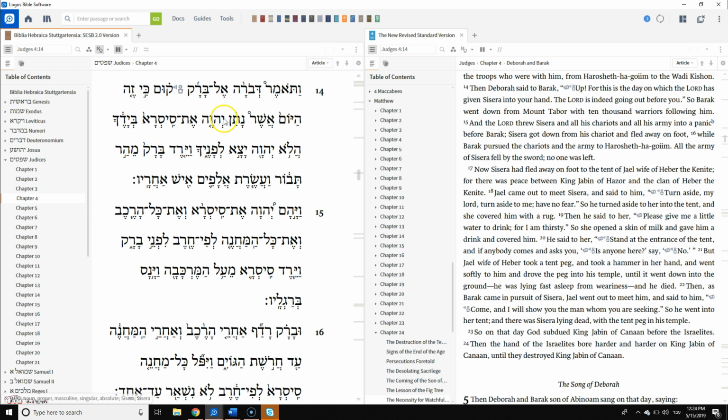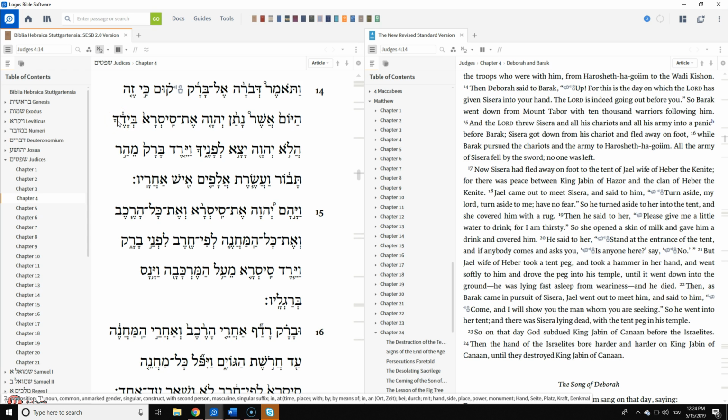So, Zehayom, this day, this is the day. Because Hayom is definite, Zeh is not definite, so this is going to be predicative. So this is the day. You could say which. This is the day which Yahweh gave Sisera into the hand of you.